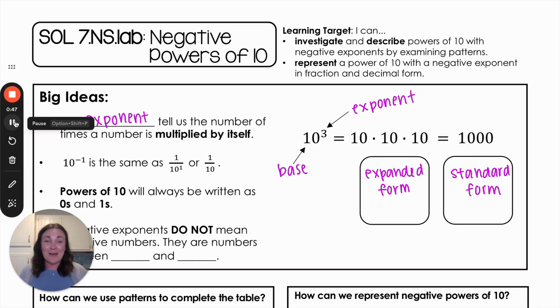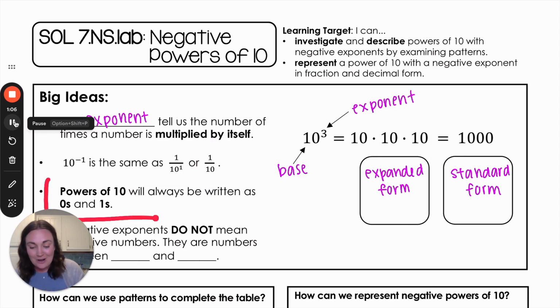Now, in a positive power of 10 like this, 10 to the third, we're taking that 10 times 10 times 10. But today we're focusing on negative powers of 10. So instead of 10 to the third, you might see something like 10 to the negative 3. So instead of multiplying 10 times 10 times 10, we're actually going to be multiplying 1/10 times itself over and over and over.